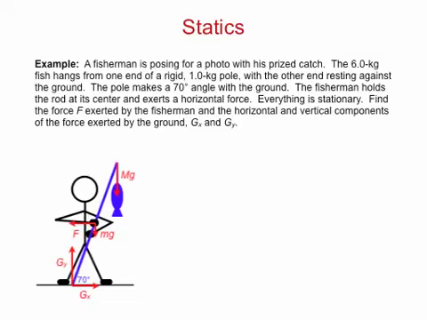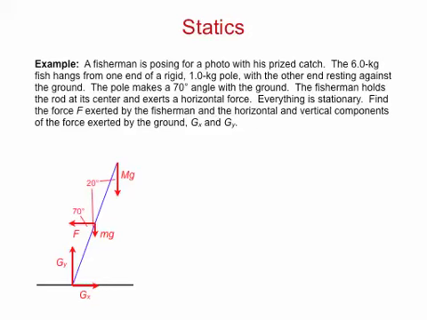For the sake of clarity, it is useful to get rid of all but the important parts of the drawing, like so. We're told that the pole makes a 70-degree angle with the ground, and this means the fisherman's horizontal pulling force makes an angle of 70 degrees with the rod. Similarly, the weight of the pole and the weight of the fish both make 20-degree angles with the pole, because 20 degrees is 90 degrees minus 70 degrees.